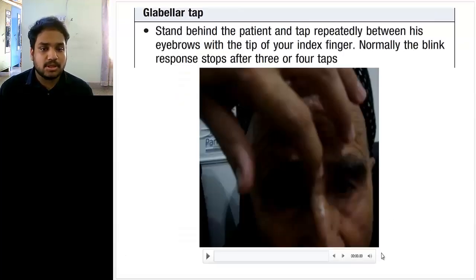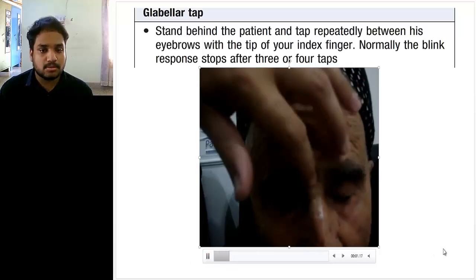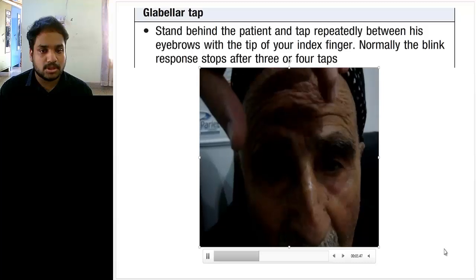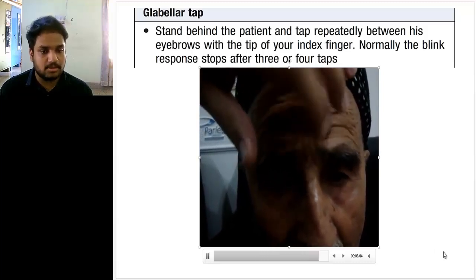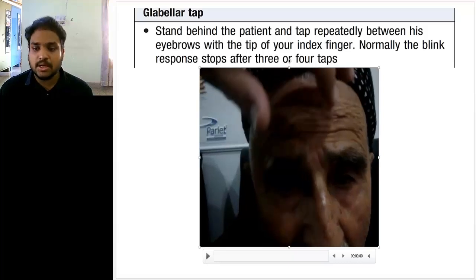Now another important thing is the glabellar tap, right? For the glabellar tap, you have to stand behind the patient and tap repeatedly between the eyebrows with the tip of your index finger. Normally, the blink response will stop after 3 or 4 taps, but in patients who have the release of this primitive reflex, they will keep on blinking. See, you can see that the person is blinking. As long as you are tapping, he is just blinking like that, right? So that is the glabellar tap.